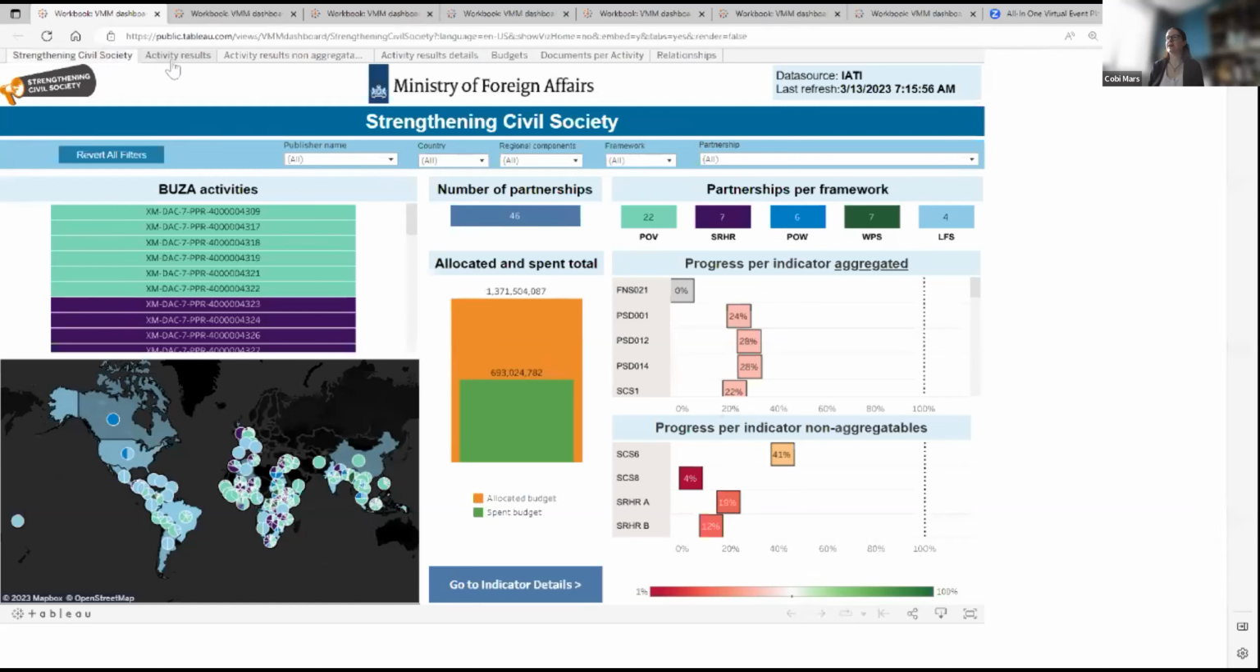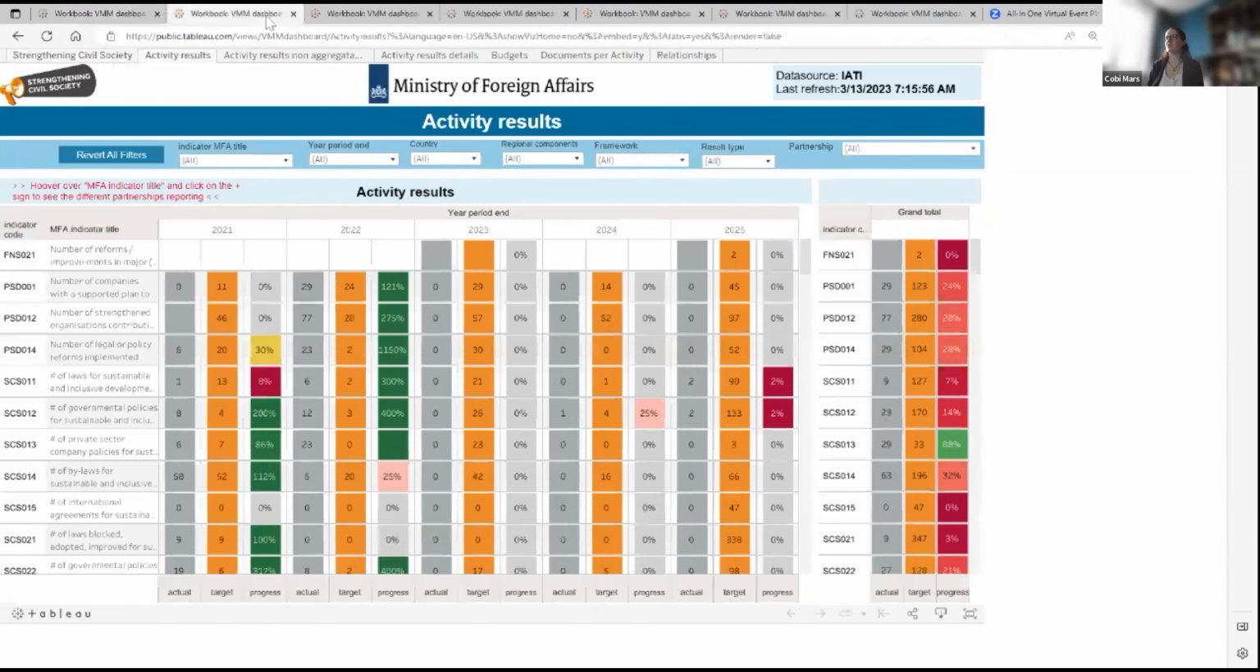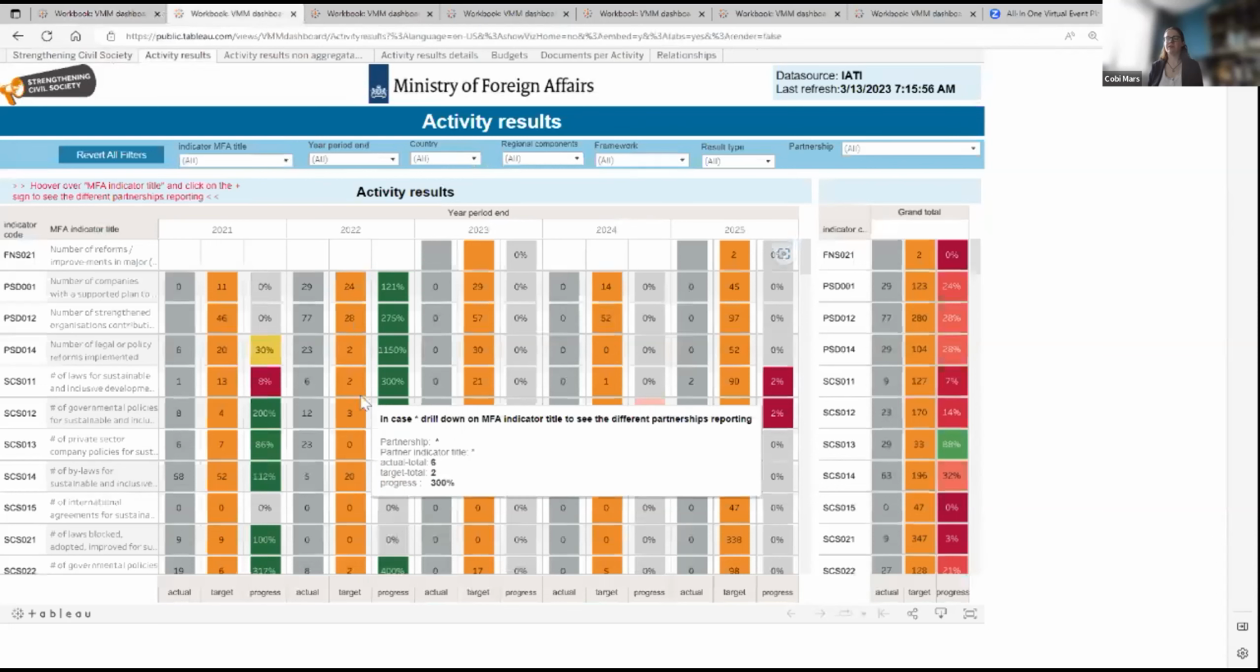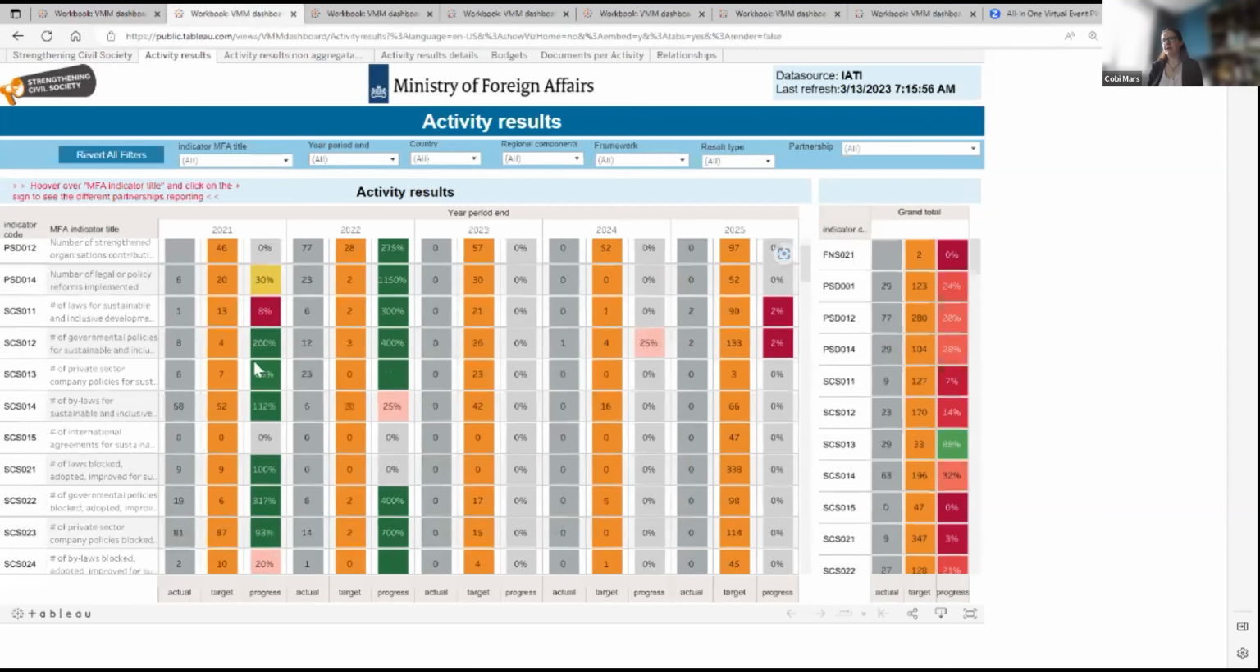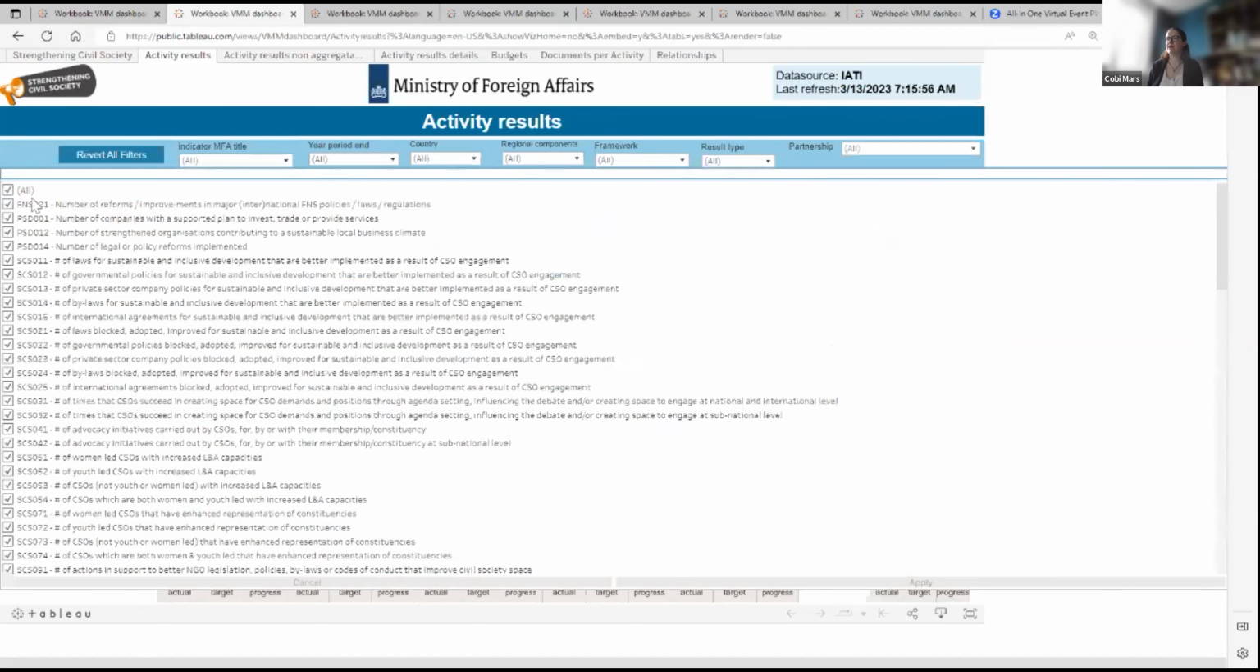Then above here, you have different tabs. I opened them already, as Tableau is sometimes a little bit slow. So one of the tabs I find really interesting is the one showing the results. If I click on activity results, I see all activity results entered by all partners. They use our indicator coding, which makes it easy for me to focus on one indicator. So I will quickly select one.